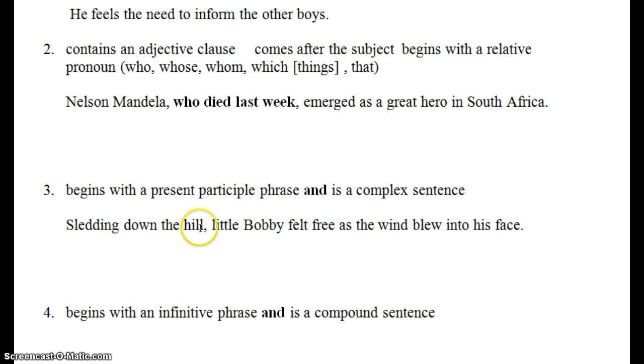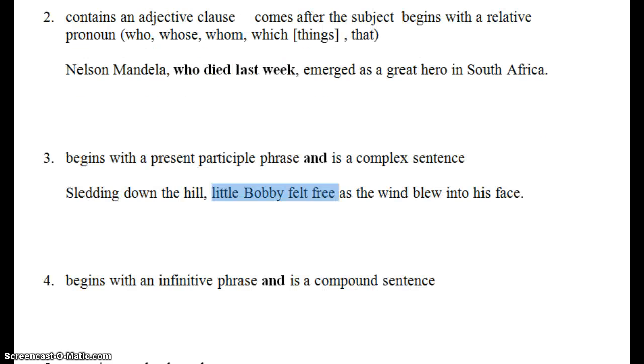So here's our present participle phrase. Here's our, what kind of clause? An adverb clause, because it starts with a subordinate conjunction, and as is another one of those subordinate conjunctions. And then what we're left with, if we get rid of our participle phrase and our adverb clause, is an independent clause: Little Bobby felt free. Present participial phrase, adverb clause. Okay, let's look at a couple more.